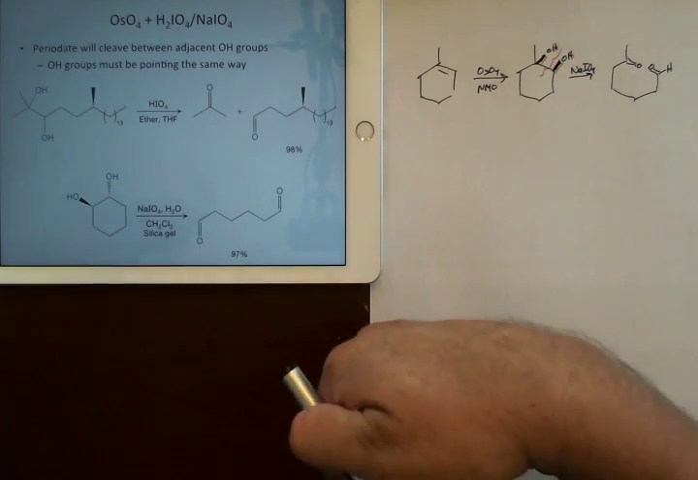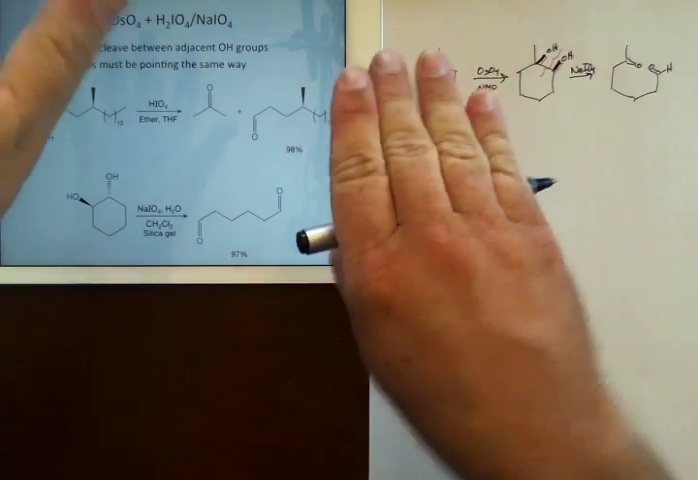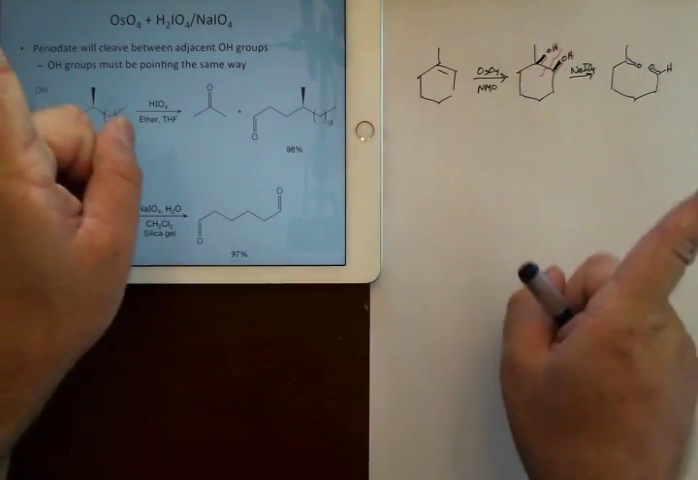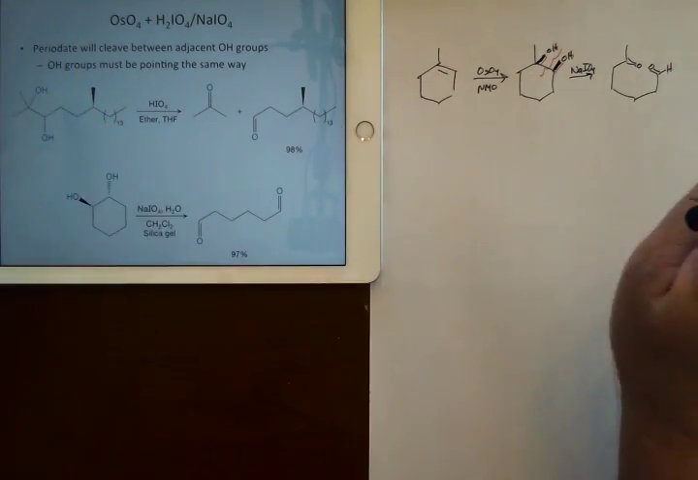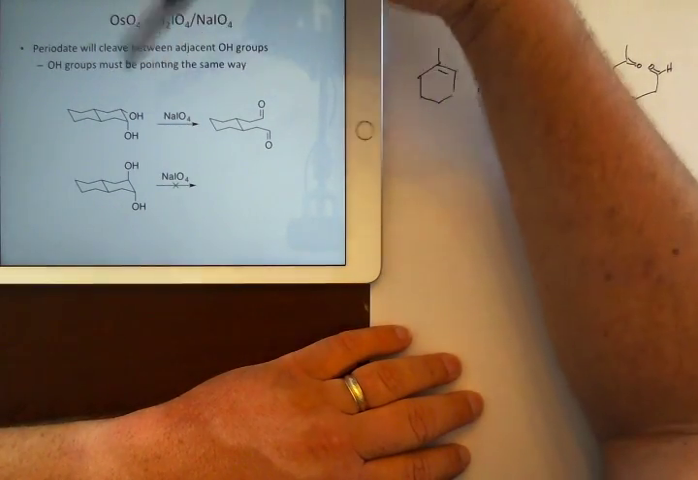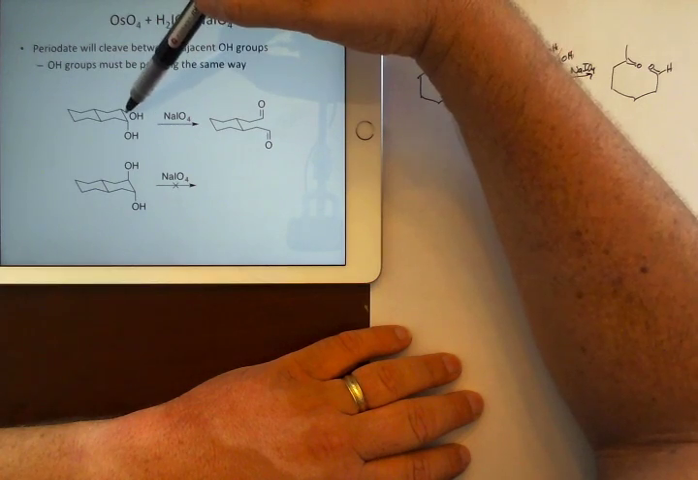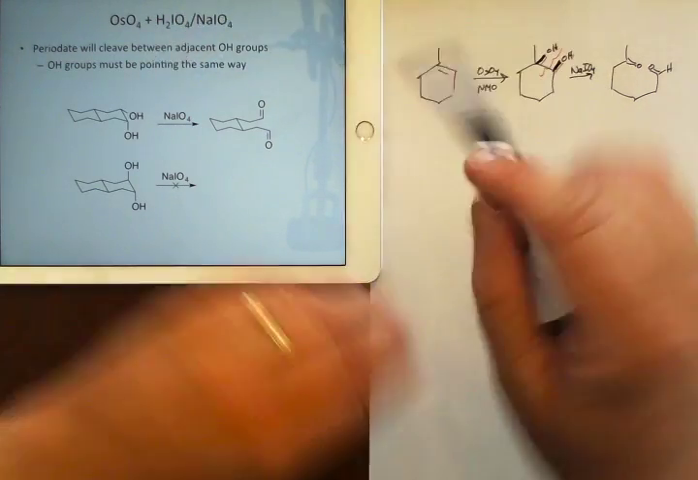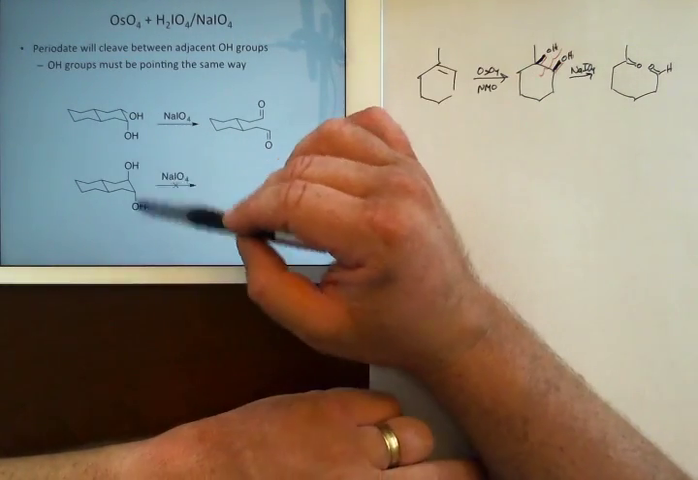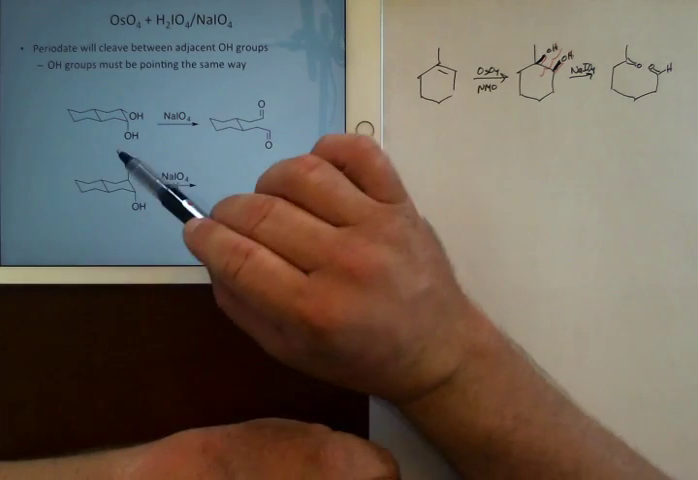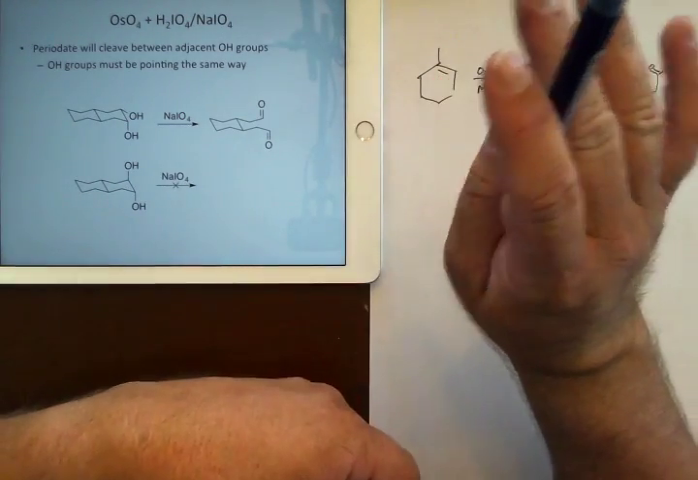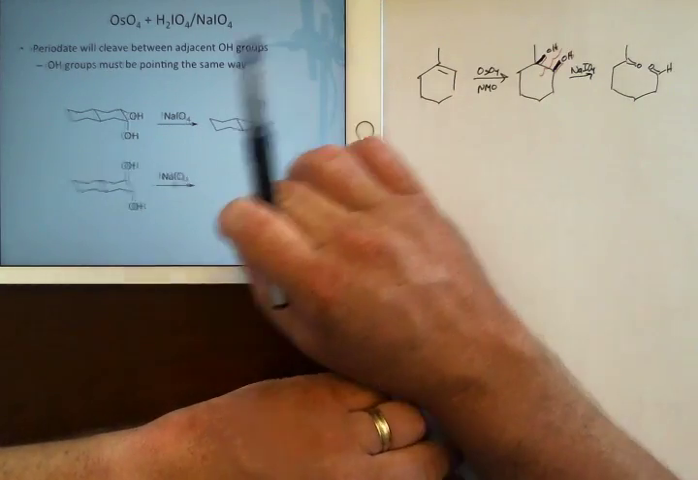Now, if they're both axial, you can get a chair flip to put them equatorial. That's fine, but you have to be careful. The other thing is they have to be right next to each other. If there's a carbon in between them, it's not going to work. And so for here, you can get equatorial and axial, so they're at least generally pointed down, and that'll work. That'll be close enough. But if they're both axial in this case, you can't do a chair flip because it's bicyclic. It's just not going to work. They're pointed in the wrong direction. So you have to be careful about that.